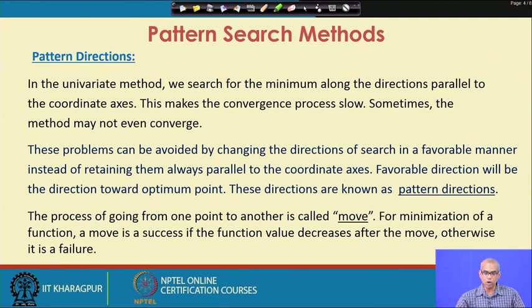The process of going from one point to another is called a move. For minimization of a function, a move is a success if the function value decreases after the move, otherwise it is a failure. Similarly, for a maximization problem, a move is a success if the function value increases after the move, otherwise it is a failure. So, a successful move will improve the value of the objective function, otherwise the move will be considered a failure.